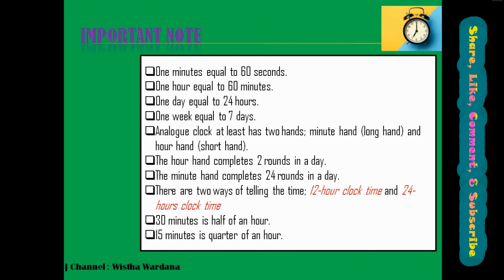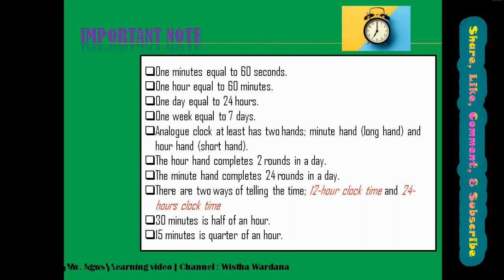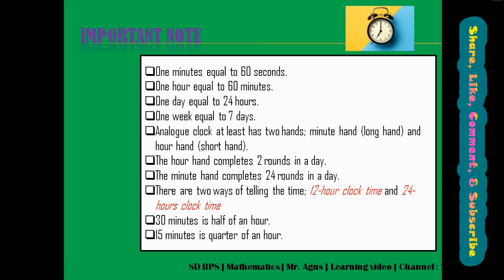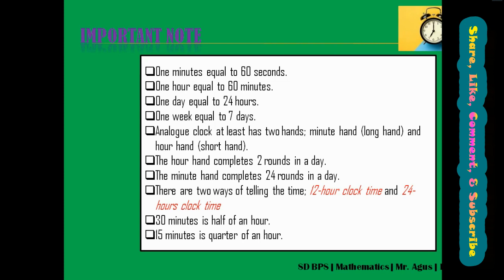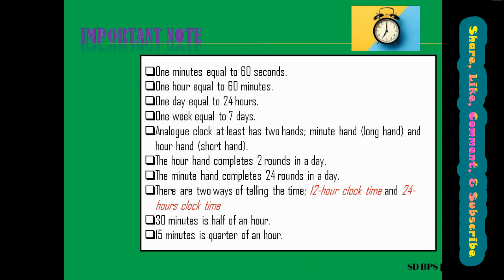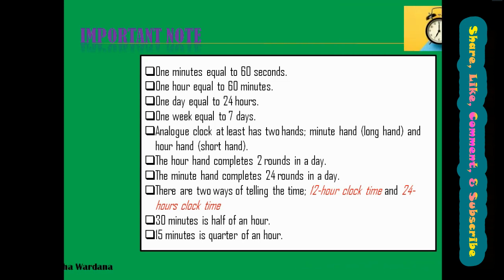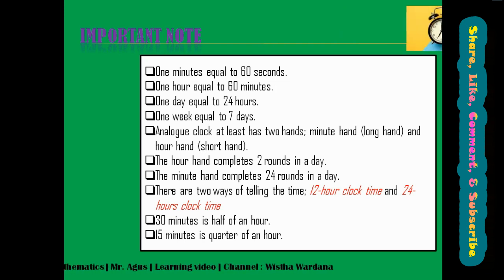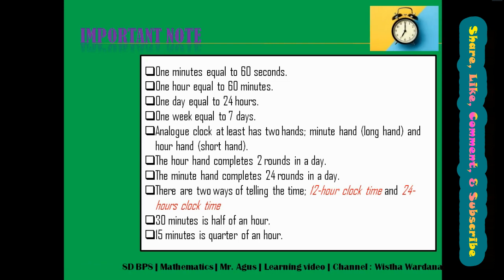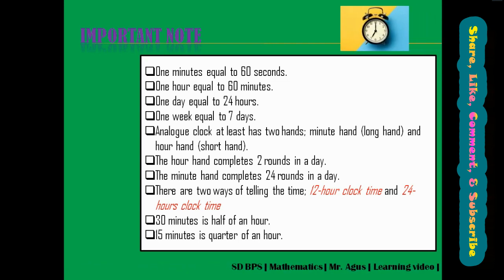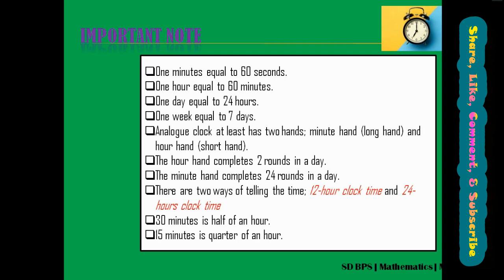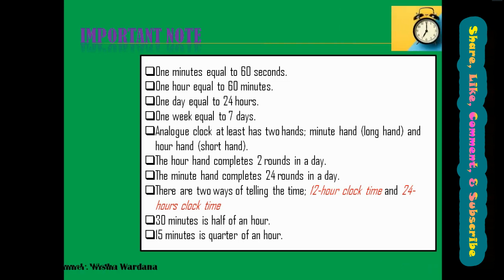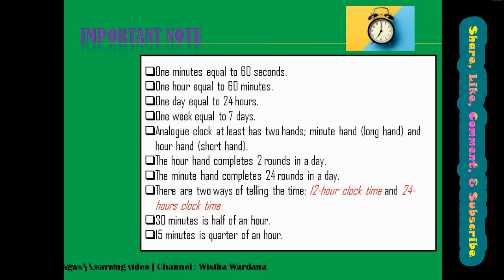Okay, the first one. 1 minute equals 60 seconds. And then the second one is 1 hour equals 60 minutes. 1 day equals 24 hours. The first three important notes are about the relation around day, hour, and minutes. And then the next is 1 week equals 7 days.